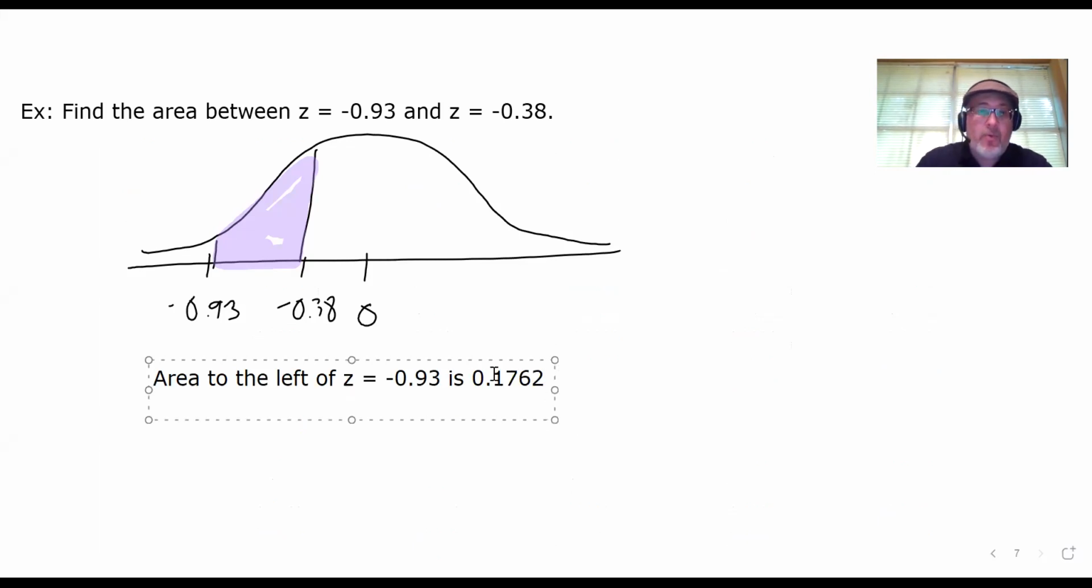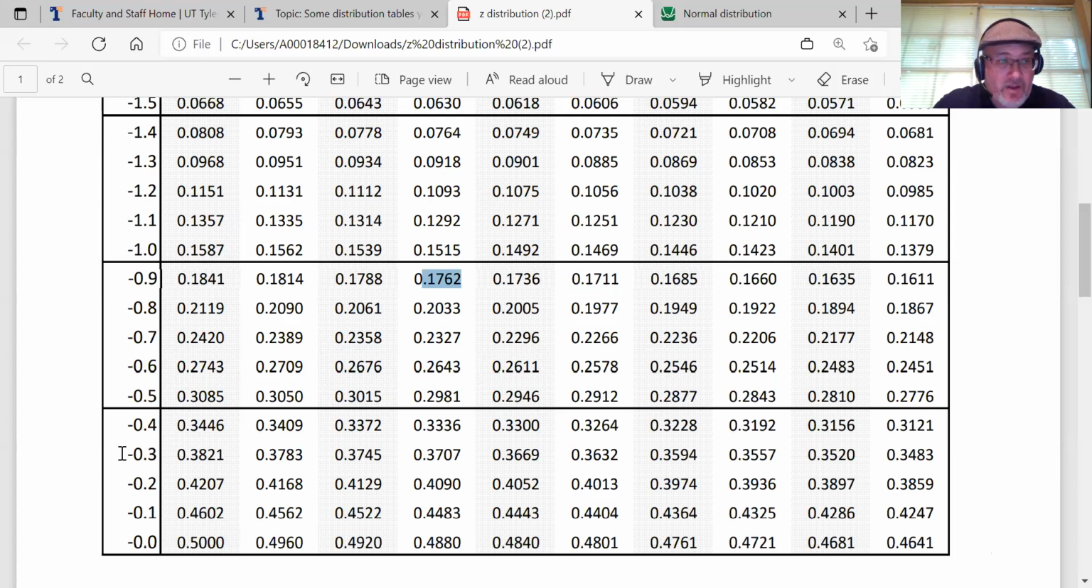We were finding the area to the left of negative 0.93, and it is currently shaded as 0.1762. But we also need to know the area to the left of the other z-score, negative 0.38, and so let's go look up that one. Negative 0.38. Negative 0.3. And 8 is easy because the last column is 9, so we just have to back it up 1. So there's 9 and here's 8.